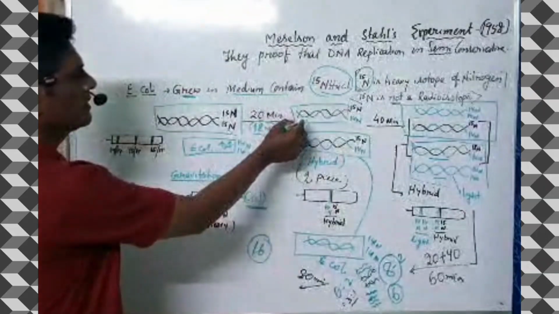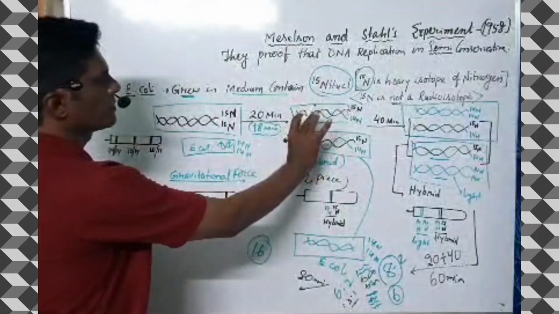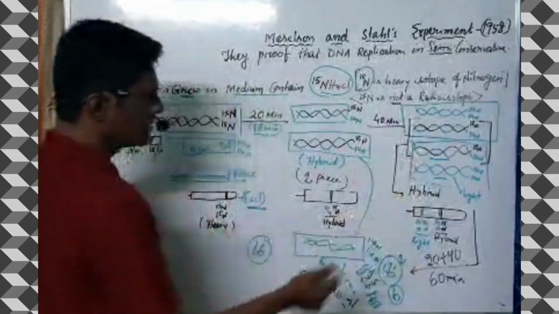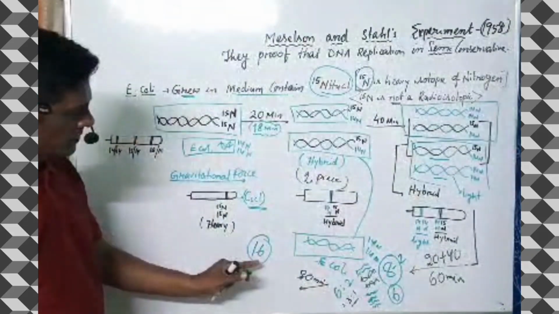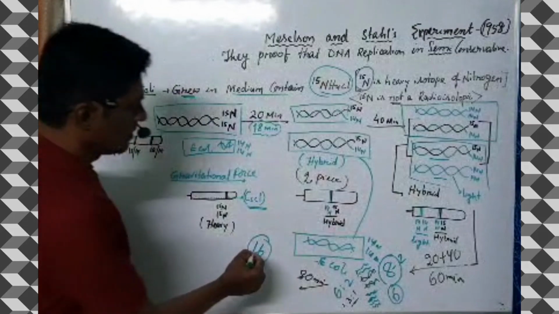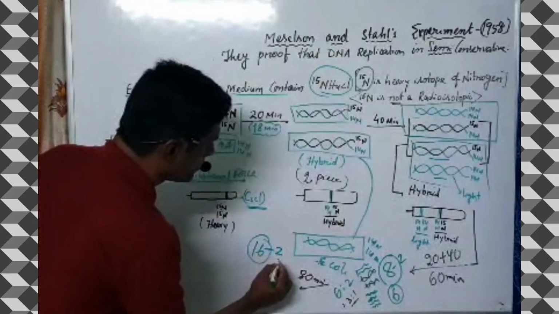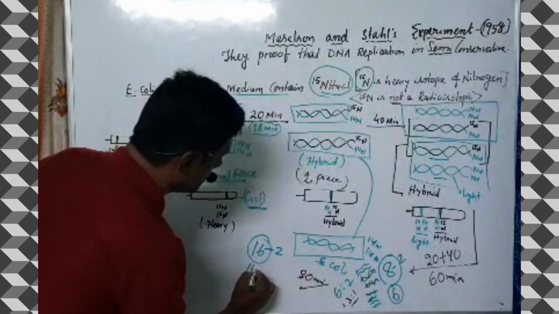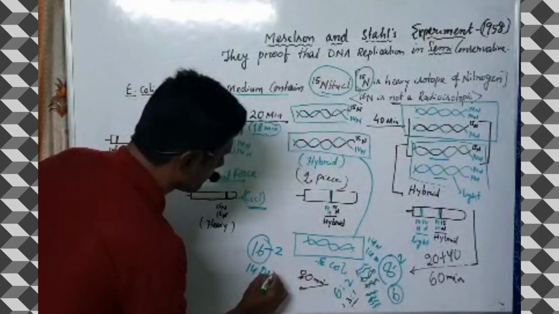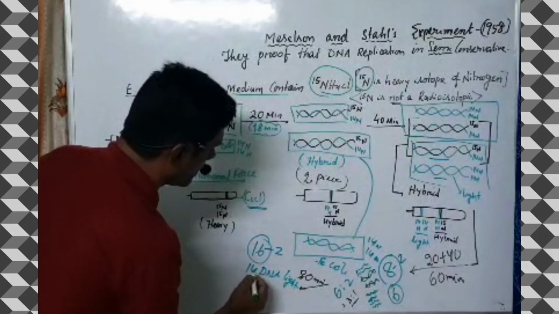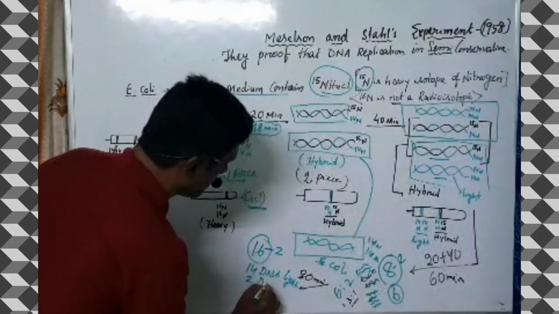You know, every generation they produce two hybrids. So every generation they form the two hybrids. That's why after 80 minutes, out of 16 DNA, 16 minus 2, 16 minus 2 means 14. So 14 DNAs are light and 2 DNA are hybrid.